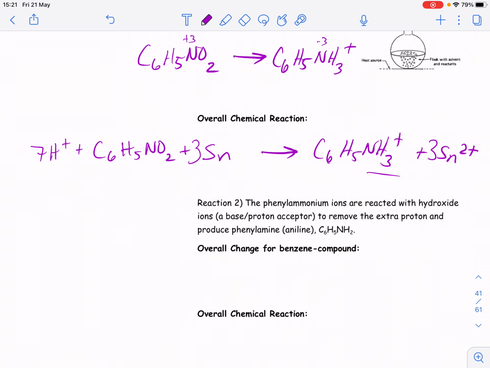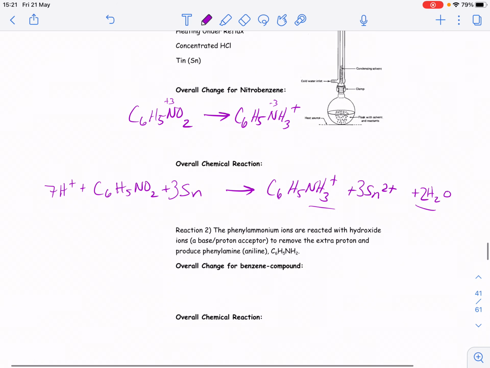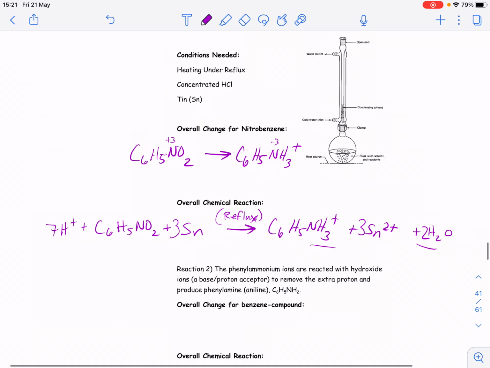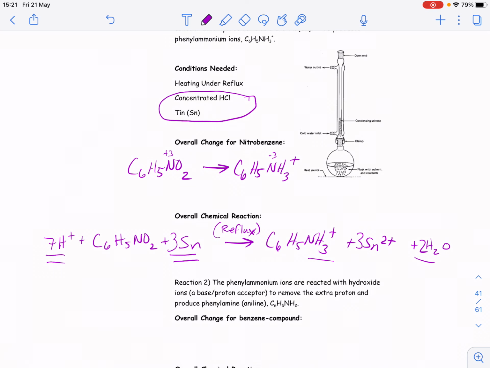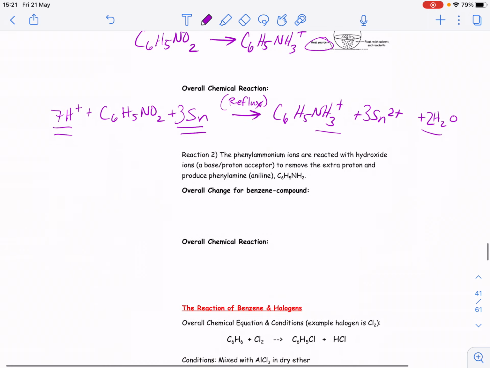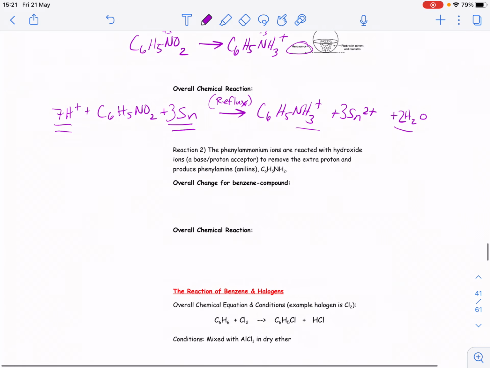So it's an overall redox reaction, with an additional condition of reflux to help this reaction take place. So the 2 reactants are concentrated hydrochloric acid to provide the acid, and tin to provide the reducing agent, and reflux to ensure that the reaction goes to completion, as well as usually with reflux, you're also heating to encourage the reaction.